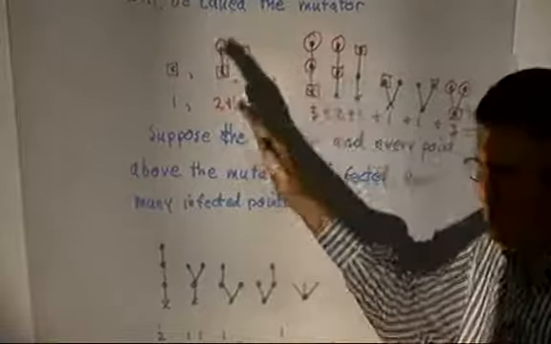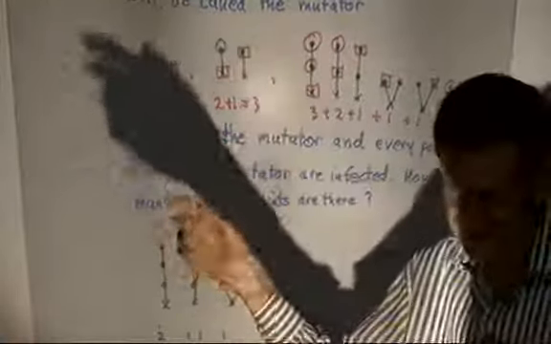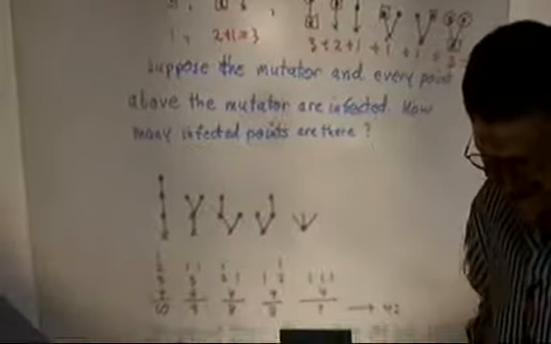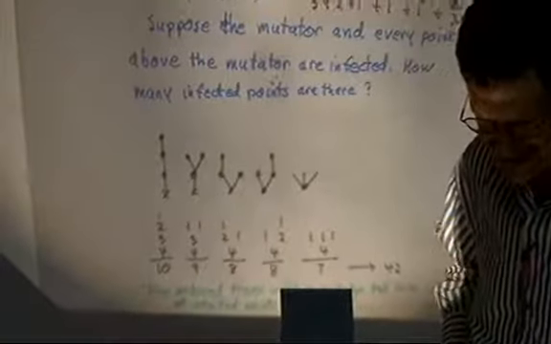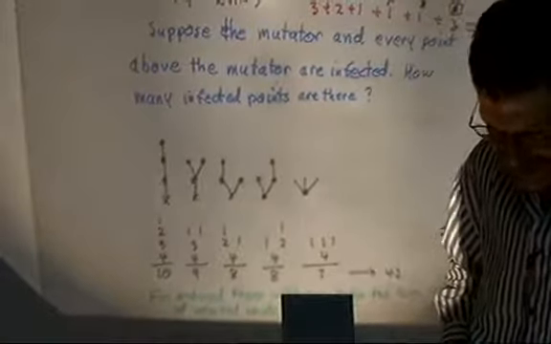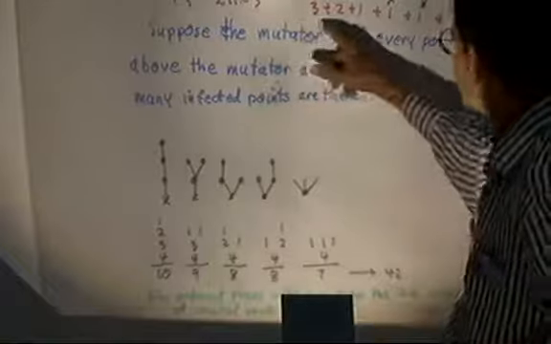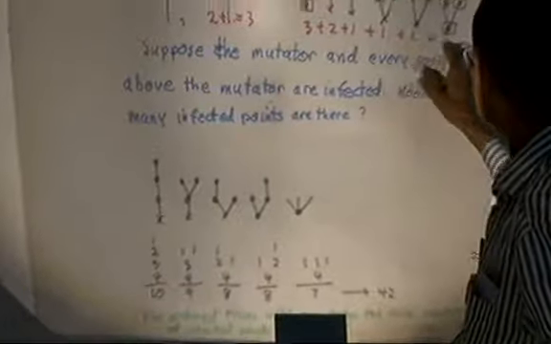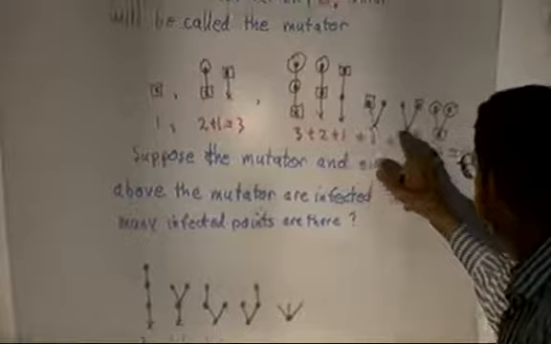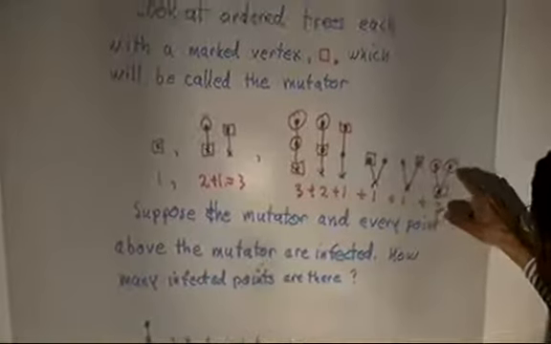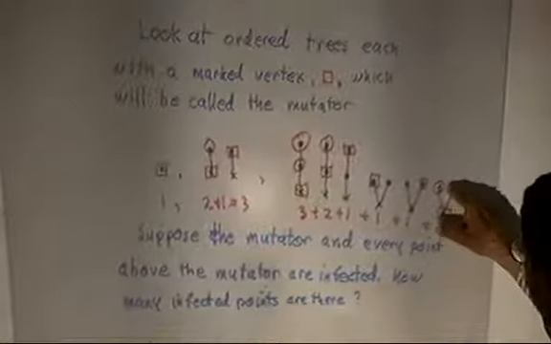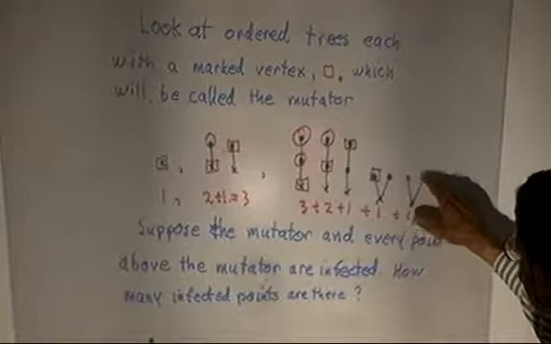If the mutator was a test station, you could invent scenarios that make some sense. Okay, so 1, 3, 11. Yeah, if this is the mutator, these are the infected points. The mutator itself is counted.